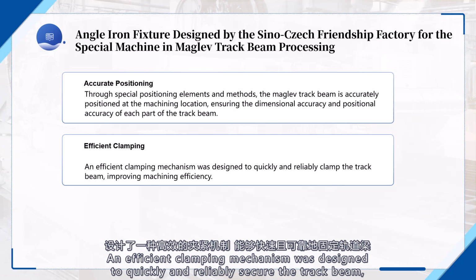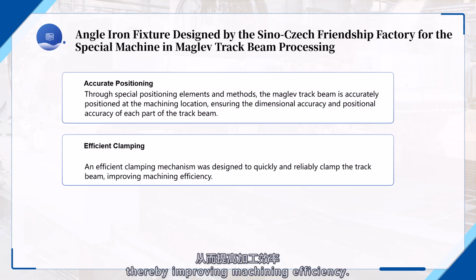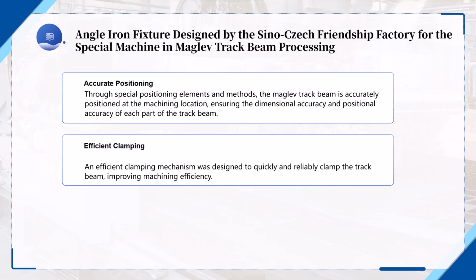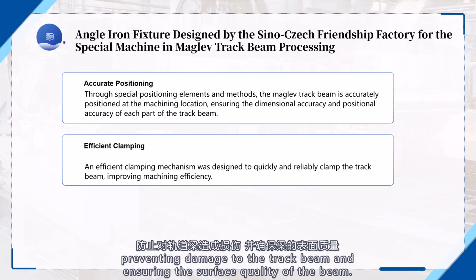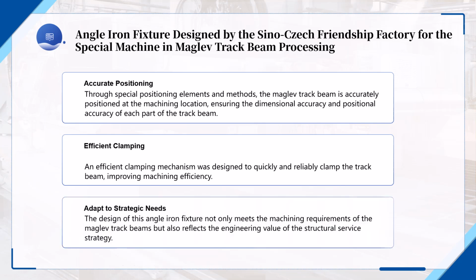Efficient clamping. An efficient clamping mechanism was designed to quickly and reliably secure the track beam, thereby improving machining efficiency. At the same time, the distribution of the clamping force is reasonable, preventing damage to the track beam and ensuring the surface quality of the beam.